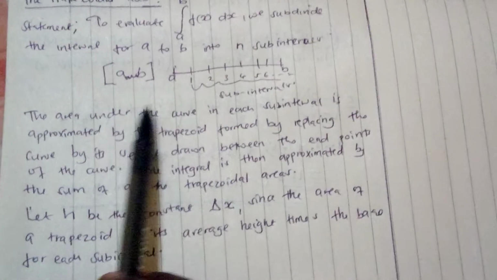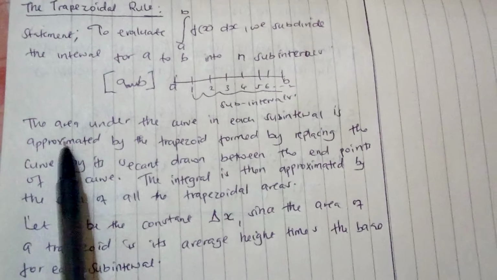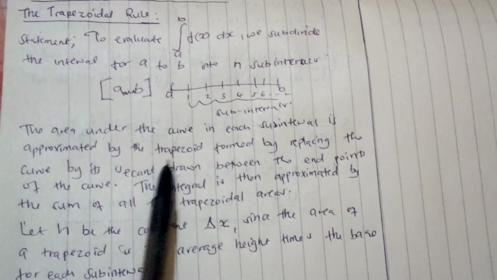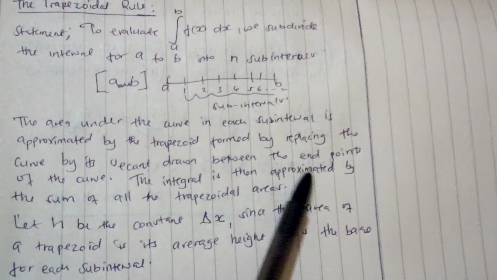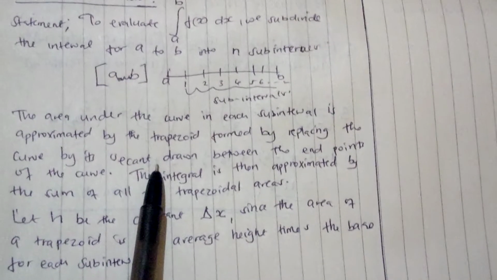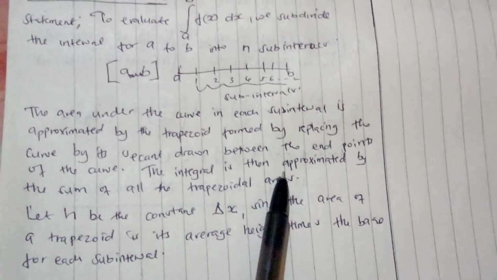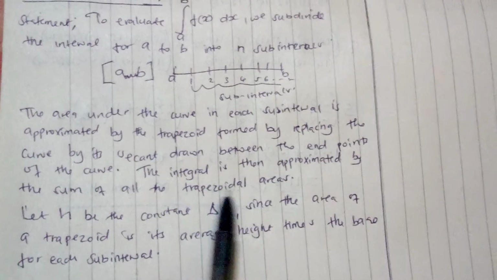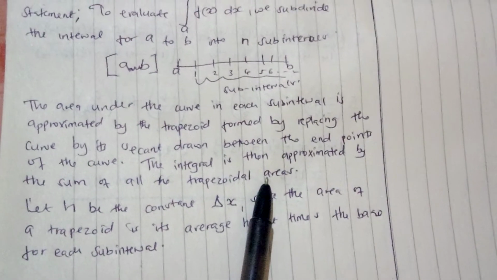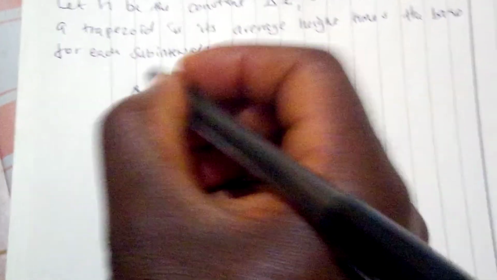Up to that point we've said that the area under the curve in each subinterval is approximated by the trapezoid formed by replacing the curve by its secant drawn between the endpoints of the curve. So the endpoints of the curve are a and b. So the integral is then approximated by the sum of all the trapezoidal areas. We are going to draw a simple example graph, having a y and x axis.